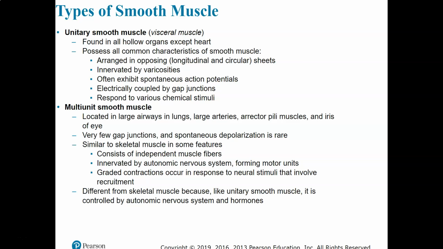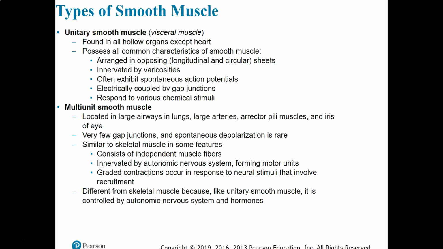Multi-unit smooth muscle works a bit more like skeletal muscle, except it's still going to be non-voluntary. We're going to see this in large airways in the lungs, large arteries, the arrector pili muscles. We saw those muscles in the skin to cause the hair to stand up, and also in the iris of the eye in order to control the size of the pupil. In multi-unit smooth muscle, we don't have as many electrical connections between cells, and we don't tend to have the spontaneous depolarization that gives it its own inherent contractile rate.